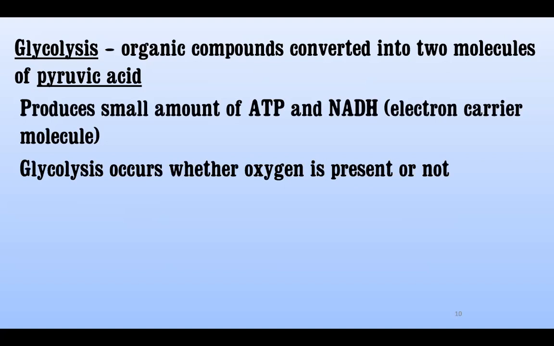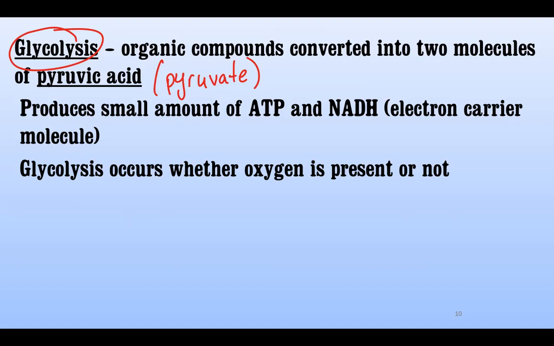Okay. So as I said, starting from organic compounds, the first thing that happens, whether or not oxygen is present, is a process called glycolysis. During glycolysis, your organic compounds, specifically glucose, which we use as an example, is converted into 2 molecules of pyruvic acid. Sometimes you might see it referred to as pyruvate. It's going to be the same thing. This is going to produce a small amount of ATP, not enough for a full-grown or even a newborn human being. Maybe it would be enough for 1 cell.